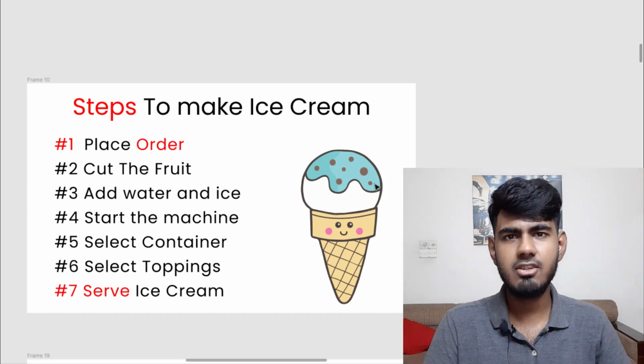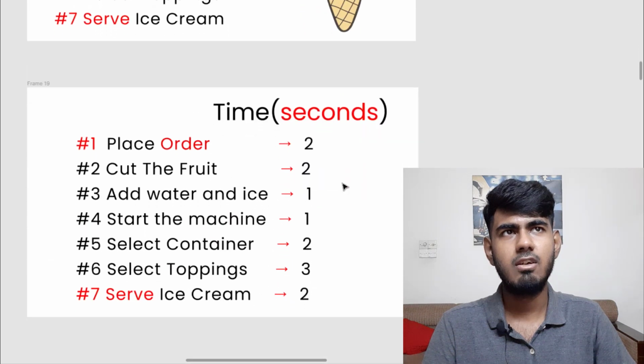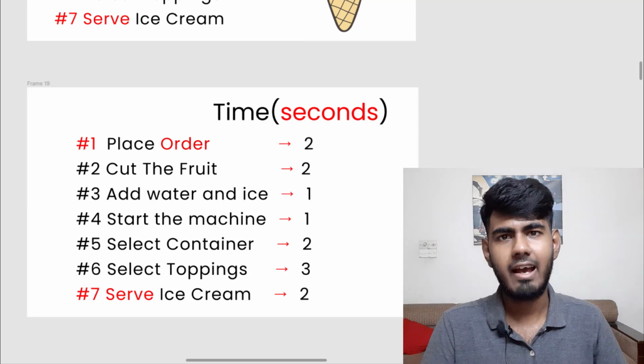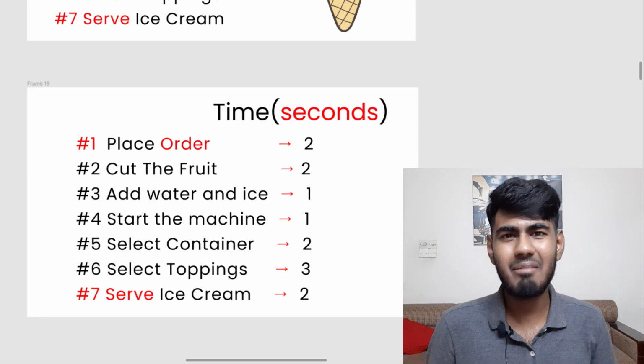To make you understand this topic even better, I have added some time function as well. You can see this over here. It takes 2 seconds to place the order, 2 seconds to cut the fruit, 1 second to add water and ice, and so on and so forth. And at the very last, we're gonna serve ice cream, take the money and buy ourselves a Lambo, because why not?